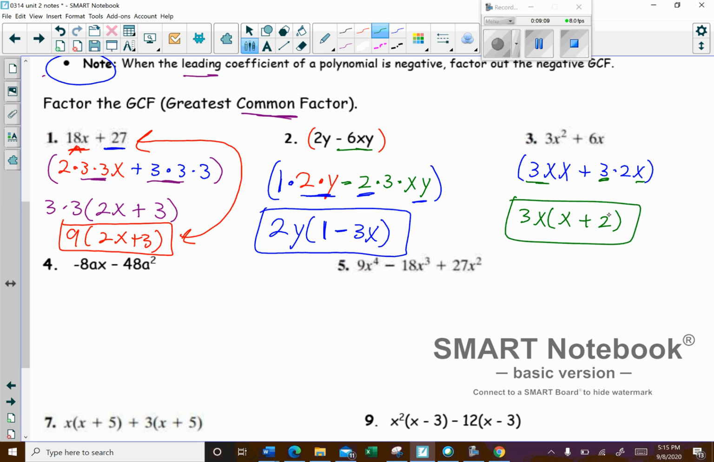And once again, you could multiply it back in there, and you would see that you'd go right back to where we were. And so that's a good way to double check yourself.